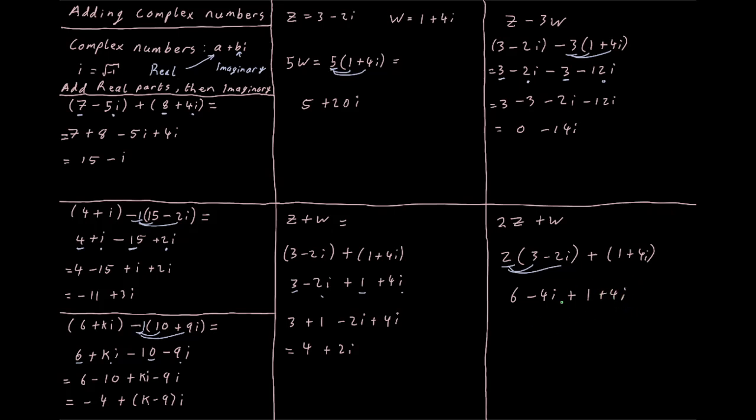And we gather together our real numbers and our imaginary part. And we have 6 plus 1 in our real part and minus 4i plus 4i in our imaginary part. So we end up with a total of 7 in the real and 0 in the imaginary. So this would be a number that we've seen lots before. It would just be the normal whole number 7.